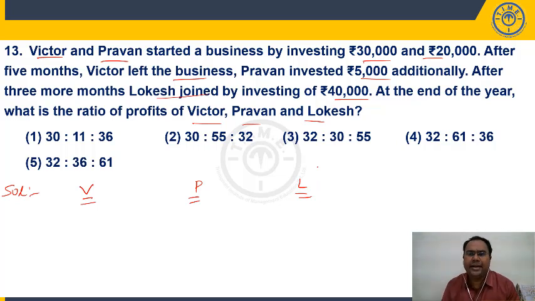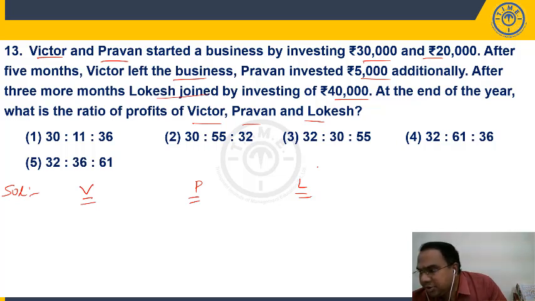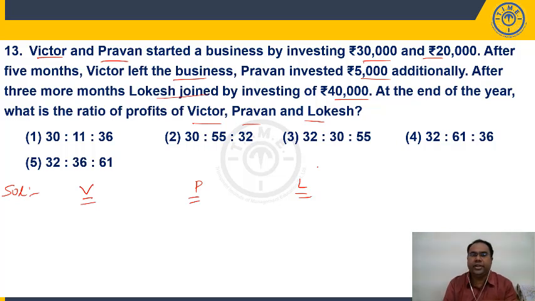You observe here their capitals, investments are different, their time periods are different. If investments are different, time periods are different, we need to divide in the ratio of product of investment and time period. There are only 3 rules. If investments are different, time periods are same, divide in capital ratio or investment ratio. Investment same, time period ratio, divide in the ratio of time period. If both are different, divide in the ratio of product of investment and time period.